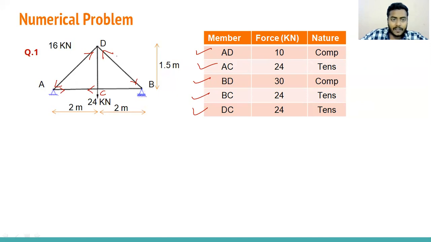I am showing this force at D joint. So it will push the joint D. So that will be in compression. Okay. So BC is tensile. So it will pull this here also. So that we can show. This was the AD 10, AC 24, BC 24, this is 30, this is 24. Okay, reaction we got also.